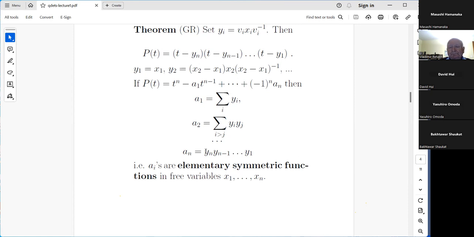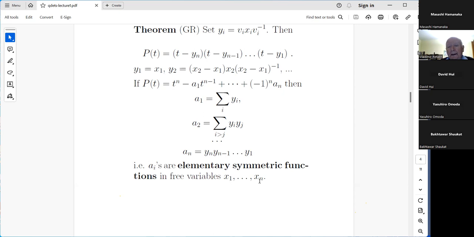I emphasize that I must have this rule that i is greater than j. For example, if I change this order, my coefficients will not be symmetric in the x's, and coefficients of the polynomial clearly must be symmetric in its roots. So I can introduce a notion that those Ai's are elementary symmetric functions in the variables x1, and so on, xn. I may forget about my polynomial.